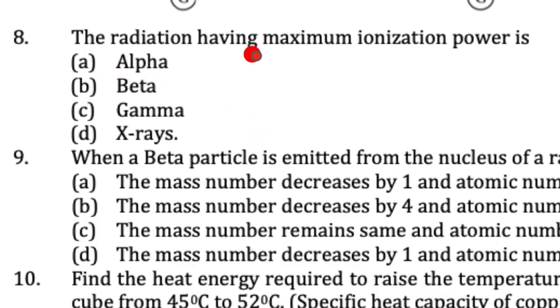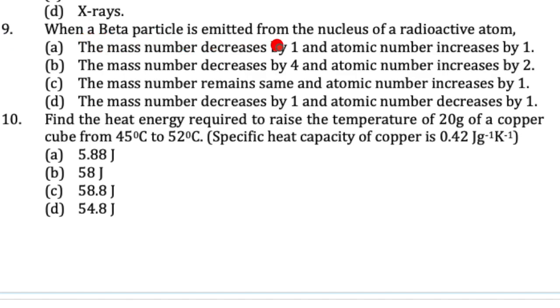Let's come to the 8th subpart. The radiation having maximum ionization power is alpha, so that will be A. 9th one: when a beta particle is emitted from the nucleus of a radioactive atom, the mass number decreases? No, the mass number remains the same. So this will be the only one which says mass number remains the same. Let's check: atomic number increases by 1. Yes, this is correct. Here again they are saying mass number decreases, so that is not correct. So this is A, this is C.